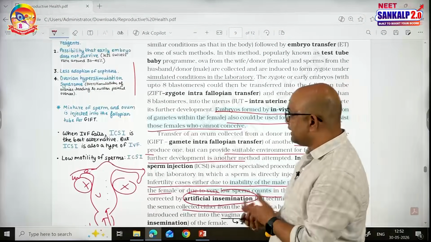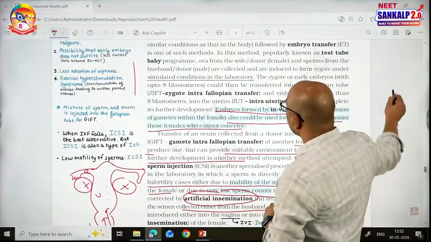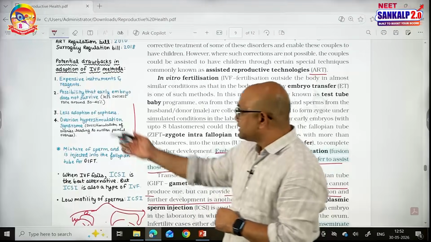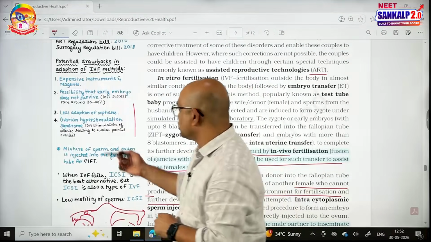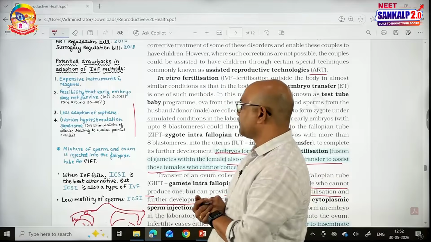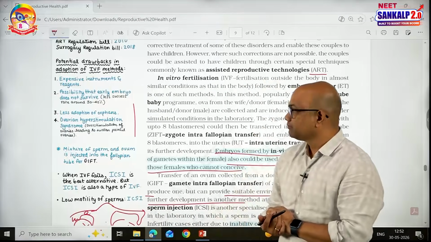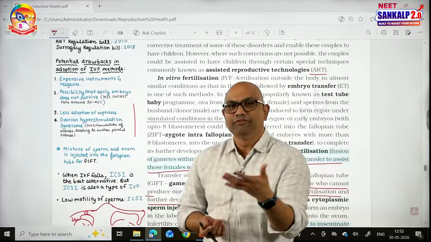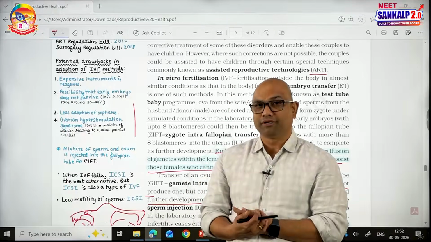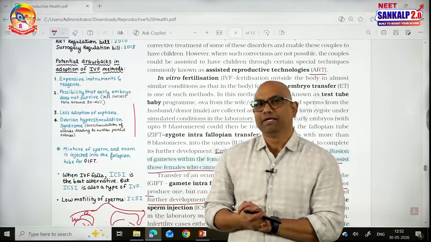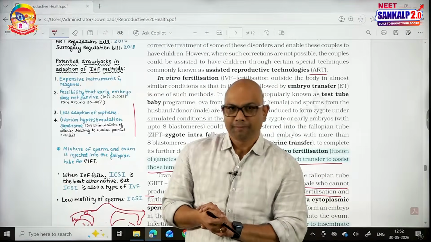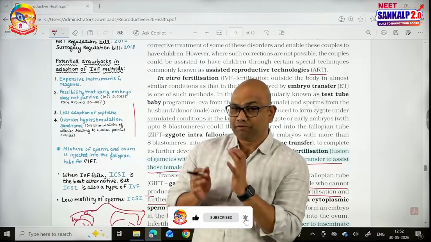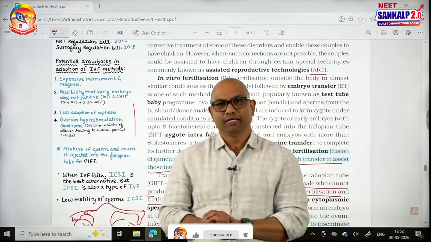So the potential drawbacks of ART include expensive instruments and reagents, and less success rate because of the possibility that early embryos do not survive, and less adoption of orphans. So these are the important ones, and the availability in only a few centers. These are the important drawbacks of ART. So with this I have completed the reproductive health chapter, and the weightage is around 3 to 4 questions, very important, and I have covered all the important concepts of this chapter in this 1 hour time.